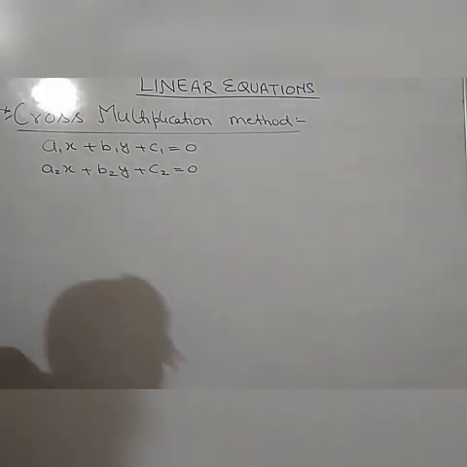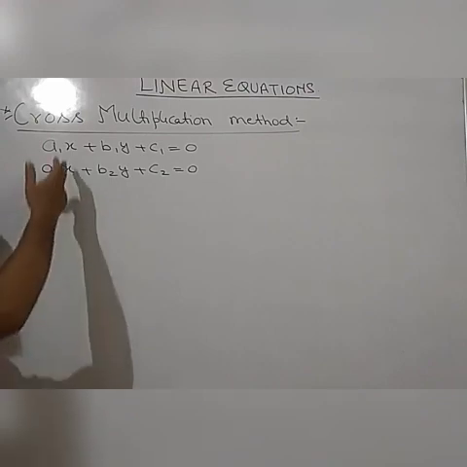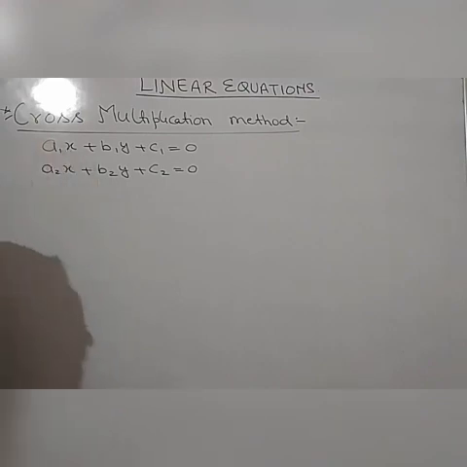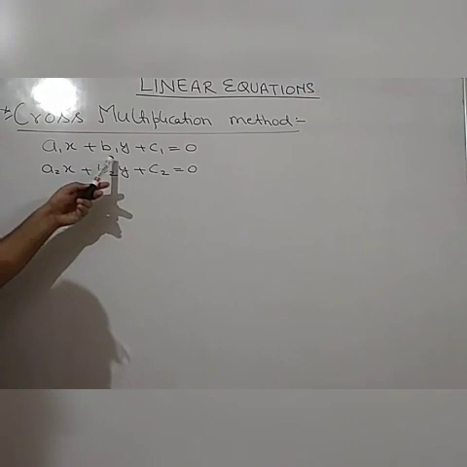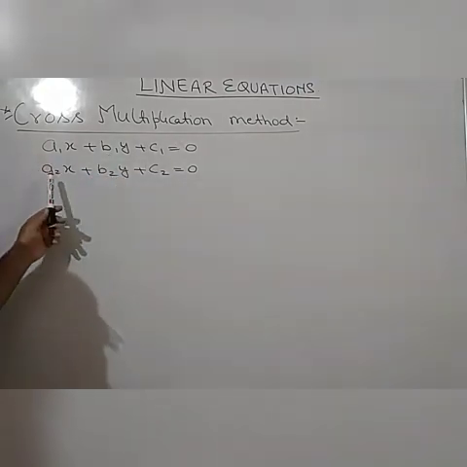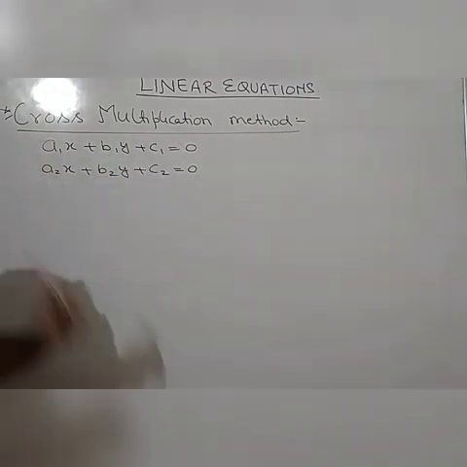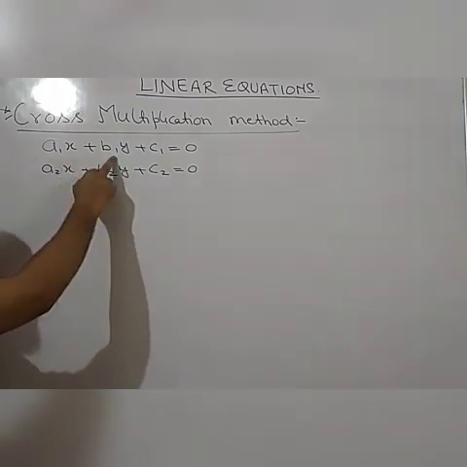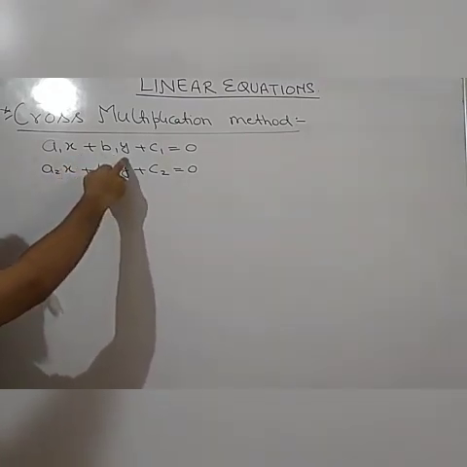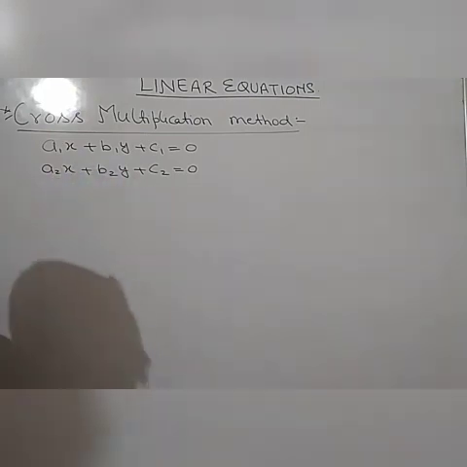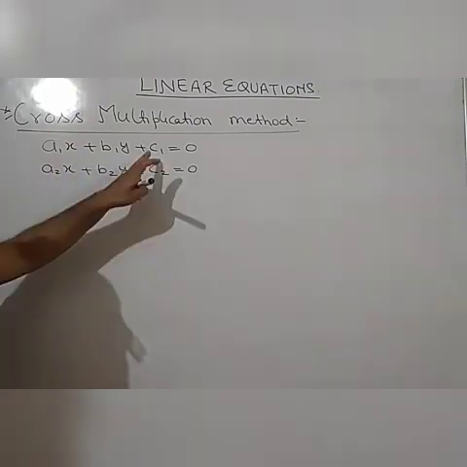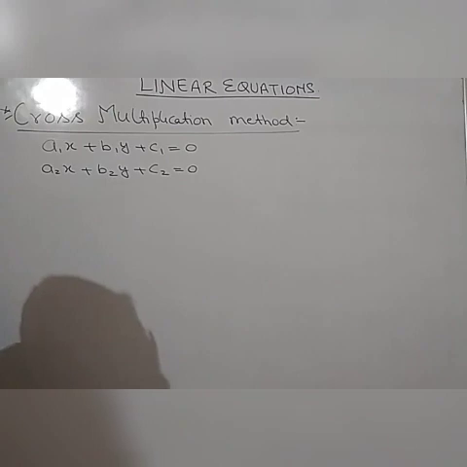So what is the method? Let us discuss. If you are given two equations, a pair of linear equations, a1x plus b1y plus c1 is equal to 0 and a2x plus b2y plus c2 is equal to 0. These are two equations, where a1, b1 are the coefficients of x and y in the first equation, a2, b2 are the coefficients of x and y in the second equation, and c1 and c2 are the constant terms.